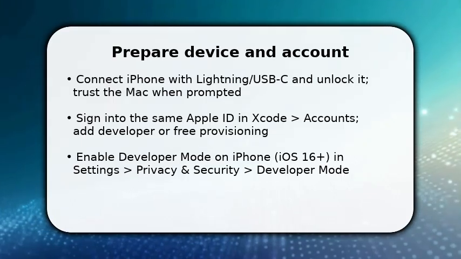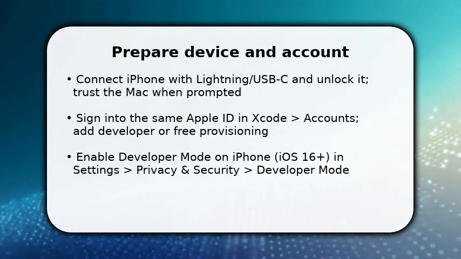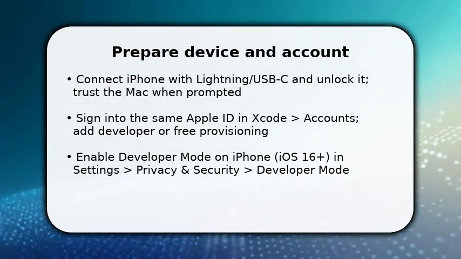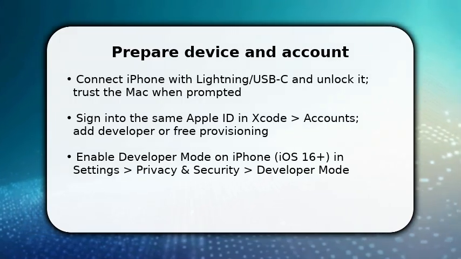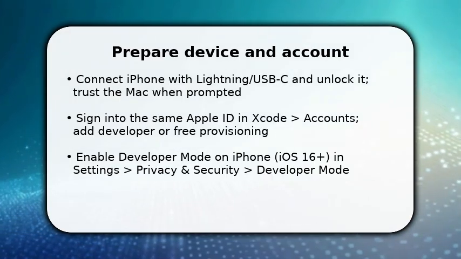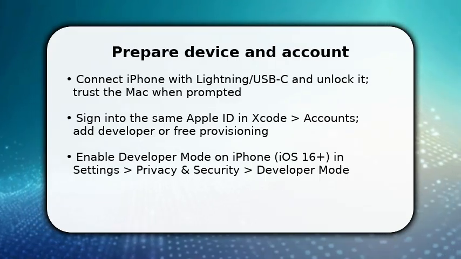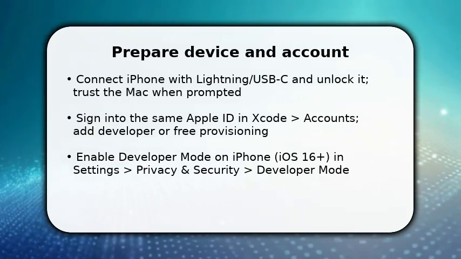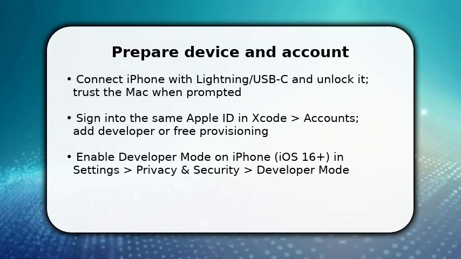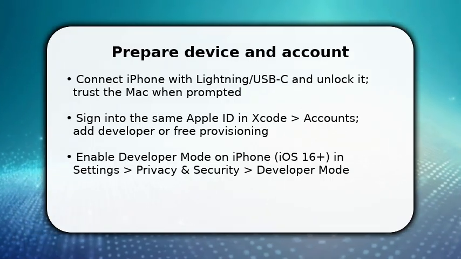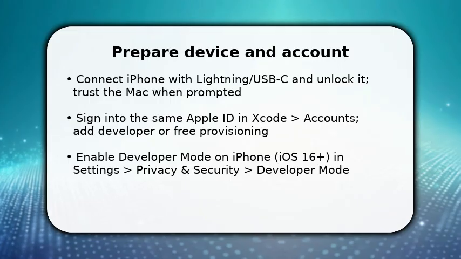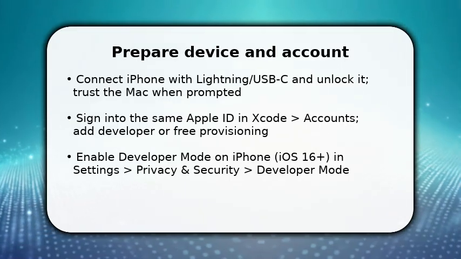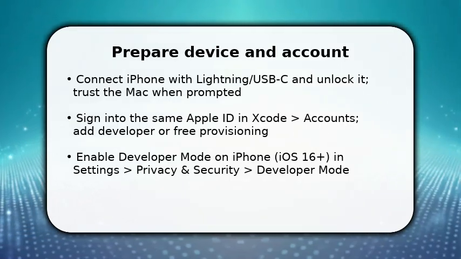You'll start by getting the device and account ready. Connect your iPhone to the Mac, unlock it, and tap Trust when asked. This authorizes app deployment. In Xcode, go to Preferences Accounts and sign into the Apple ID you'll use for provisioning. Free or paid accounts both work, but paid removes limits. Once done, make sure developer mode is enabled on the iPhone in Settings so the device accepts builds from Xcode. This prevents pairing errors later.